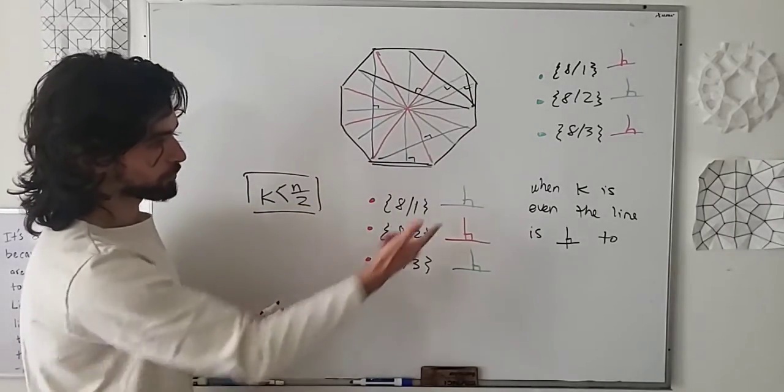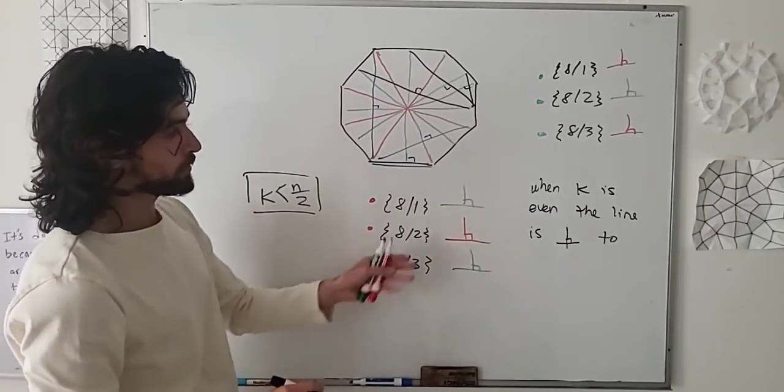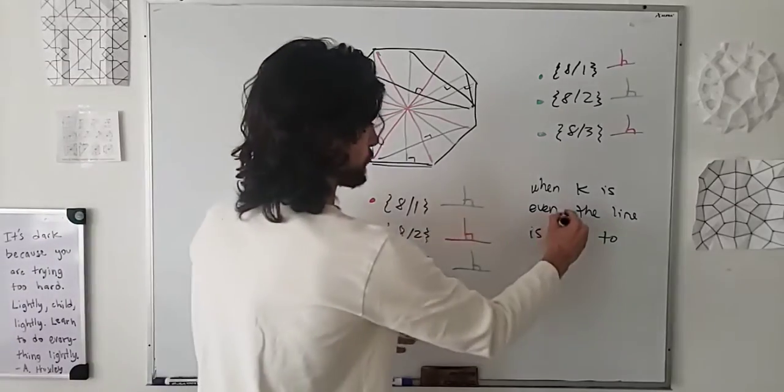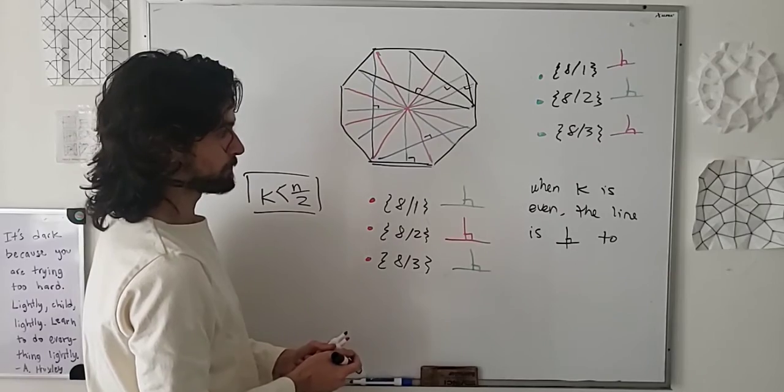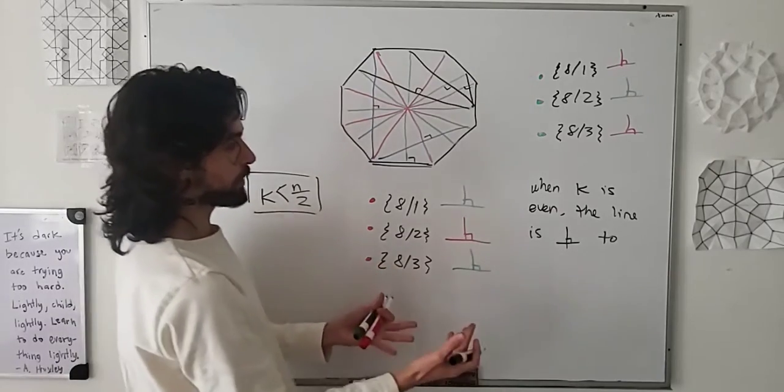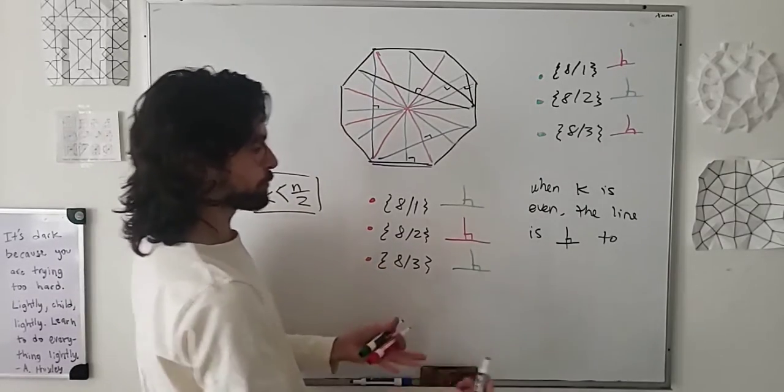And maybe I should finish writing that. When k is even, the line is perpendicular to what? The radial line that spawns it, the radial line in contact with the point? Yeah.